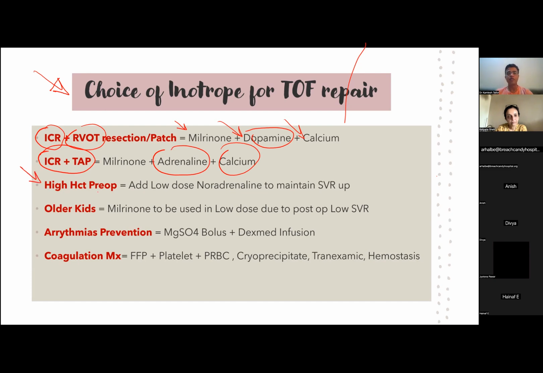If a child comes with higher hematocrit preoperatively, sometimes we have to add noradrenaline, because we are suddenly hemodiluting this case when we are coming off pump, and to maintain the SVR, we need to add noradrenaline. In older kids also, we cut down on milrinone dose, and sometimes we may require noradrenaline in this case also. For arrhythmia prevention, magnesium boluses while coming off bypass and dexamethasone infusion have helped to reduce the overall arrhythmias. For coagulation management, FFP, platelets, cryo, and blood, tranexamic acid, and hemostasis are important.